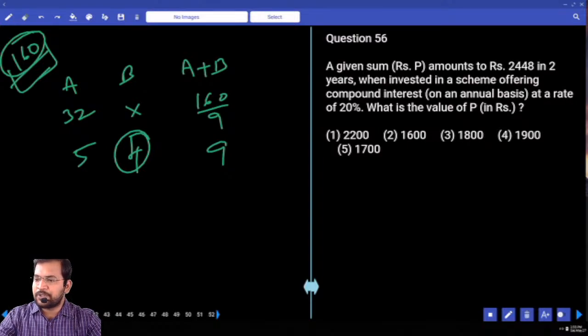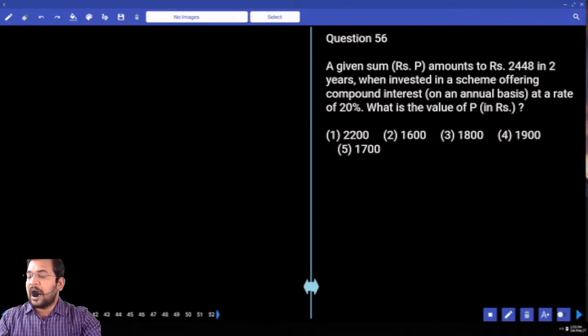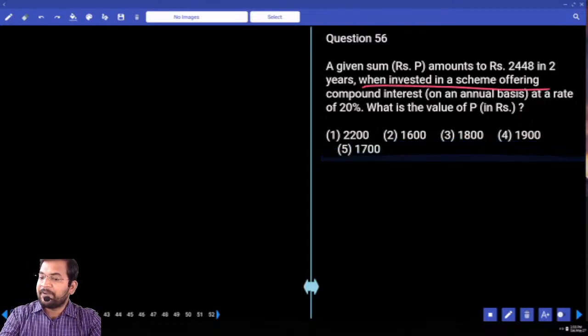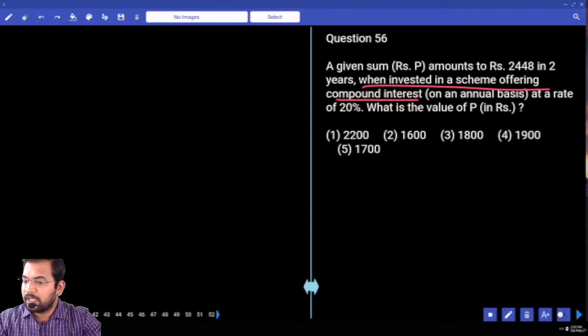A given sum amounts to 2,448 in 2 years when invested in a scheme offering compound interest at the rate of 20% per annum. What is the value of P? Now if you observe carefully, a given sum amounts to 2,448 in 2 years. Offering which interest? Compound interest. What is the value of P?